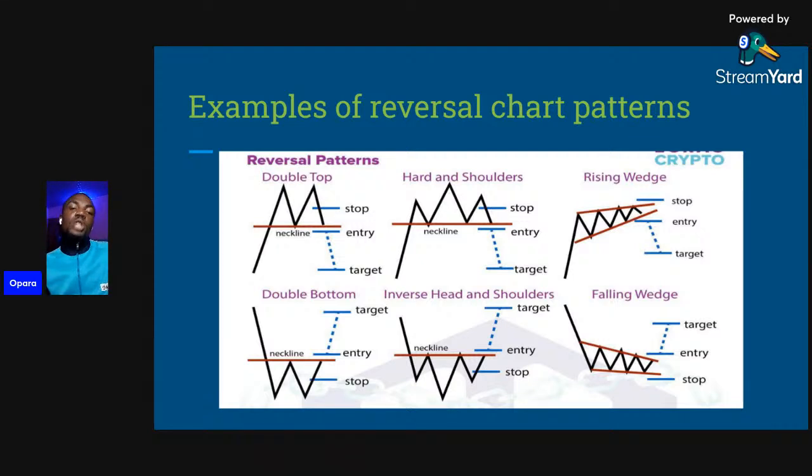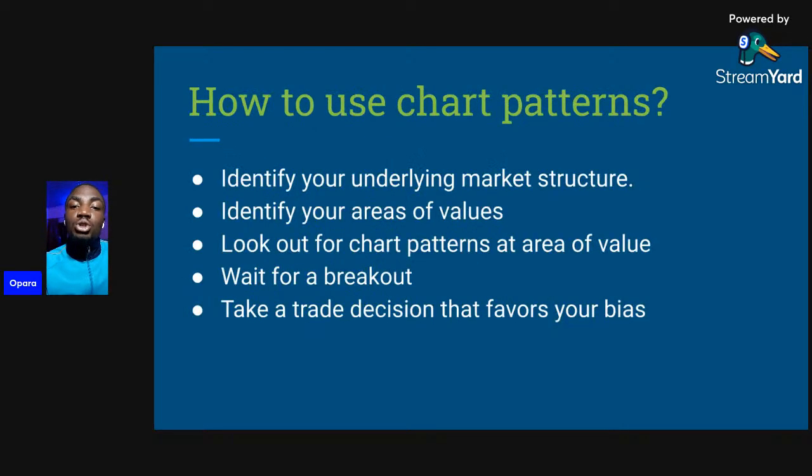Okay, so let's ensure that you wait for the pattern to form completely. And how do you wait for it to form completely? Look out for the breakout structure. If you look at all of this here, the entry point is actually a bit below or a bit above an area of value. So you need to wait for a breakout structure before you trade using a chart pattern. Then the next thing is you need to take a trade decision that favors your bias. So if you've identified a particular chart pattern, and the chart pattern is a continuation, then once it breaks out, know that you're either going to hold your position or make your trade. That's why I say a trade decision that favors your bias. That's exactly what you are going to do.